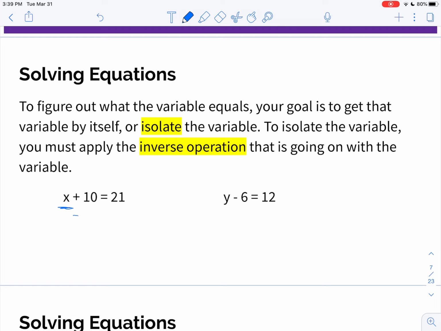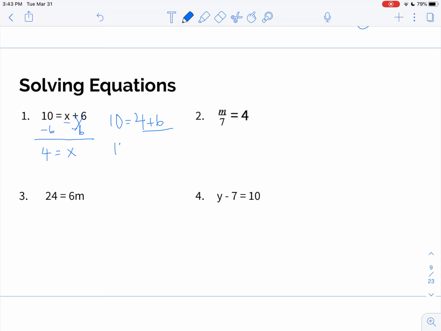You do not have to check these, but I would do it just to make sure that you get the right answer, especially as you go forward in algebra when they're multi-step. It's not going to be as obvious. So I will check this one for you. So 10 should be 4 plus 6. 4 plus 6 is 10, and 10 equals 10.